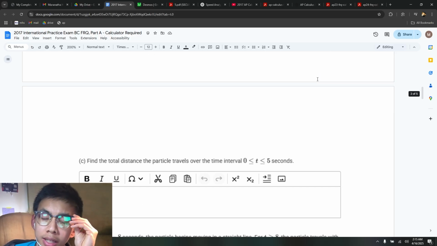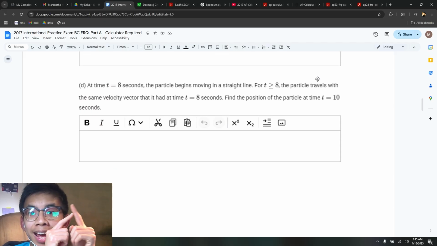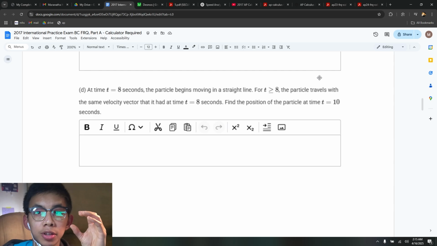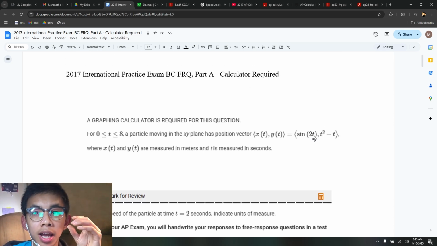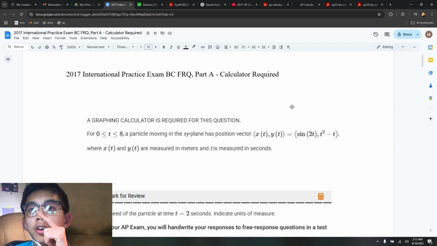The way I'm going to do this is by finding the position it's at at 8 for x and y. This is for 0 to 8. Find the position it is at the very end of 8 for x and y. Then I'm going to find the velocity at 8 seconds for x and y, multiply by 2 seconds to find the distance it travels from time t equals 8 seconds to time t equals 10 seconds. Why? Because velocity times time equals distance.